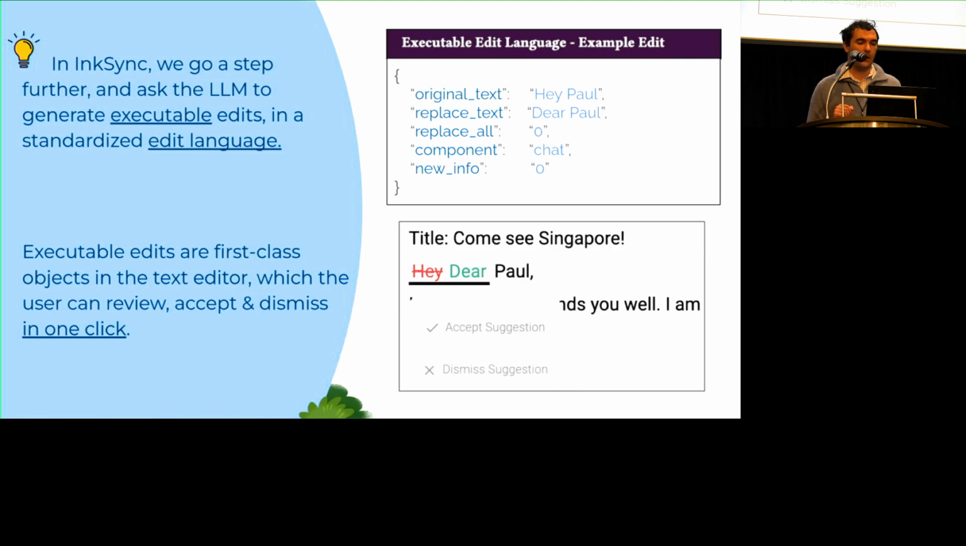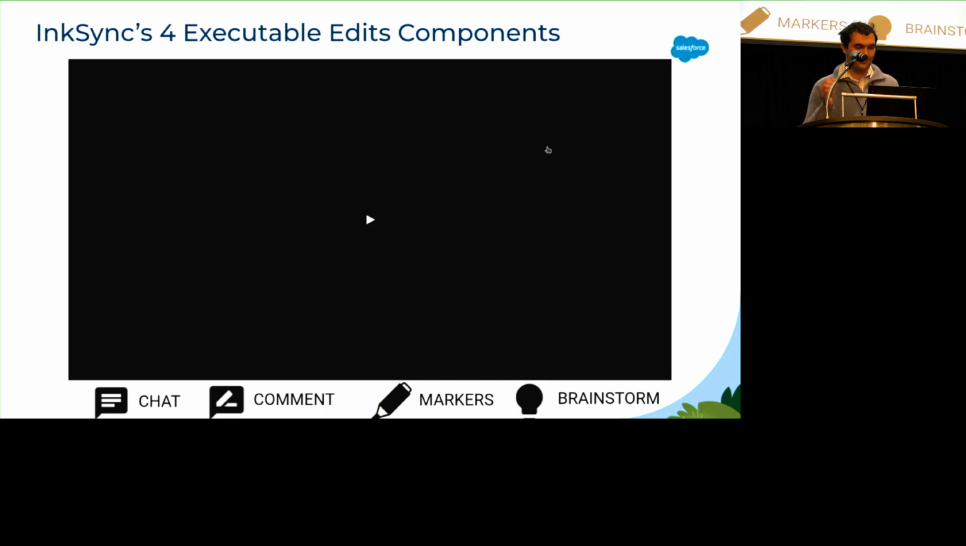And it's in a standardized language. We're going to ask it, what would you replace with what in JSON format? And then they're a first-class object in the text editor where you can accept and dismiss edits with one click. Okay, so let me show you what it looks like in practice with a little video.